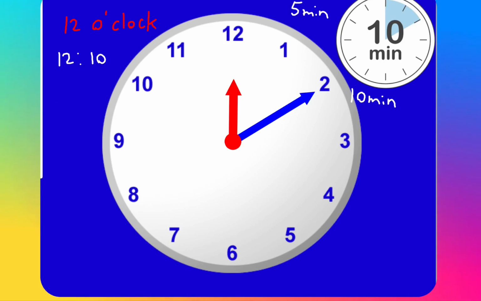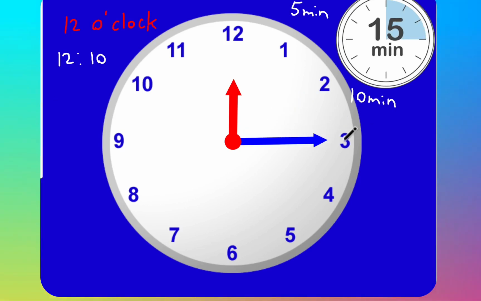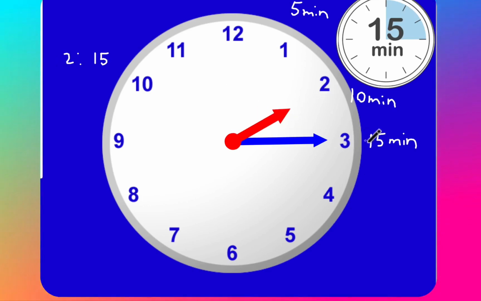Let's continue on. Now, as we can see, our big hand, the blue hand, is at 3. Let's just change our hour. So our hour is now at 2 and our minutes are at 15. The time is 2:15. Let's continue this pattern.